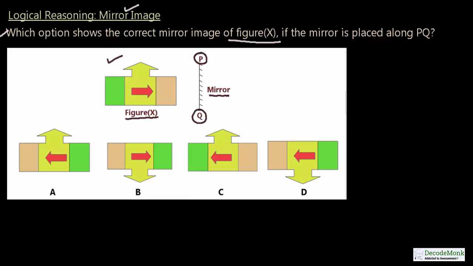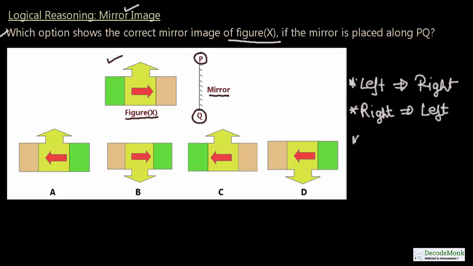Let me tell you one thing, that these questions are very easy if you practice, and you should be confident to get full marks for questions related to mirror image. The only thing you have to remember is that the portion which is on the left hand side goes to the right hand side, and vice versa, that is the portion on the right hand side goes to the left hand side. And one thing, students make mistakes over here.